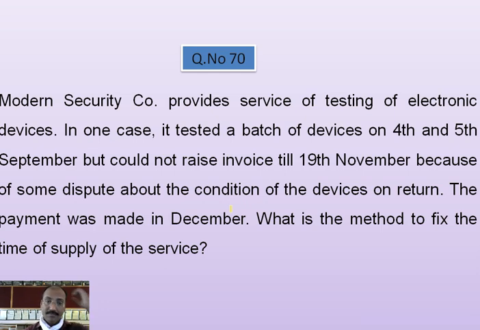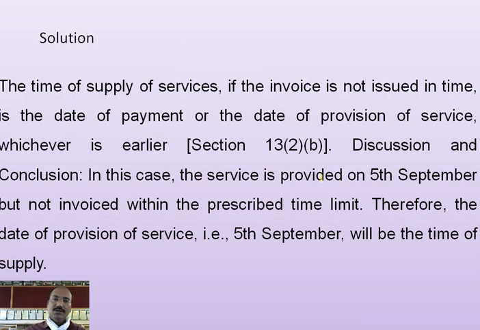The batch is tested, but the invoice could not be raised till 19th November because of a dispute about the condition of the devices in return. The payment was made in December. What is the method to fix the time of supply of service? See here, the invoice is not issued. So I just added the answer here. I will read it, then explain to you.